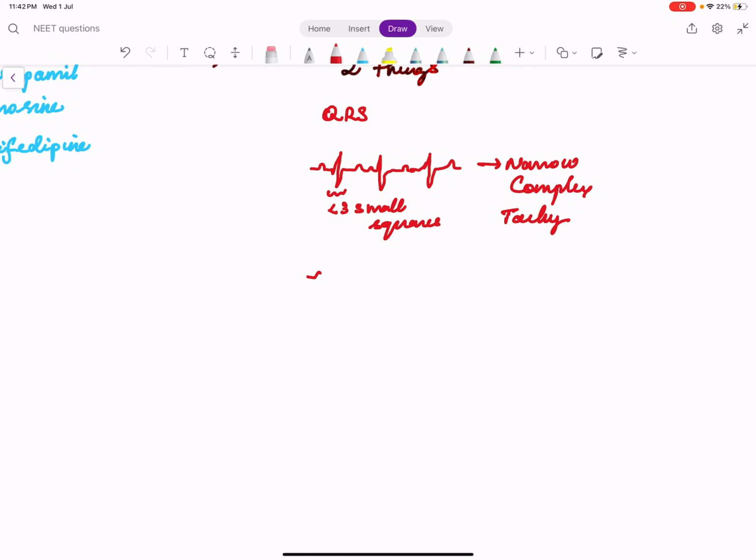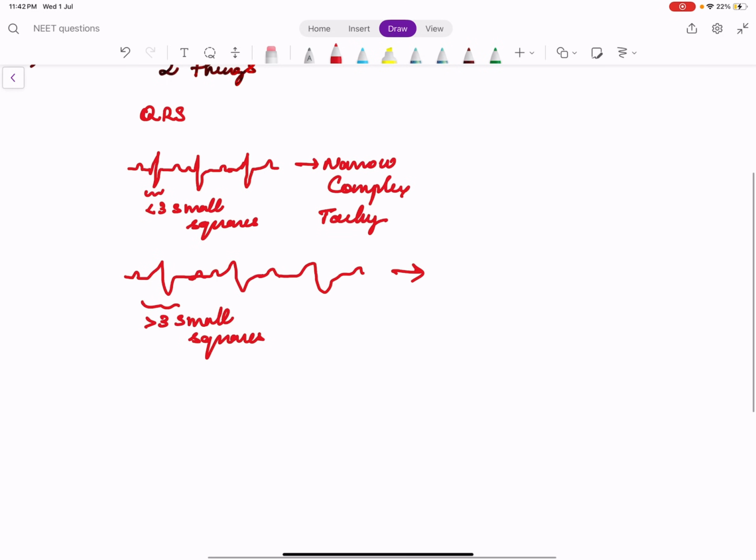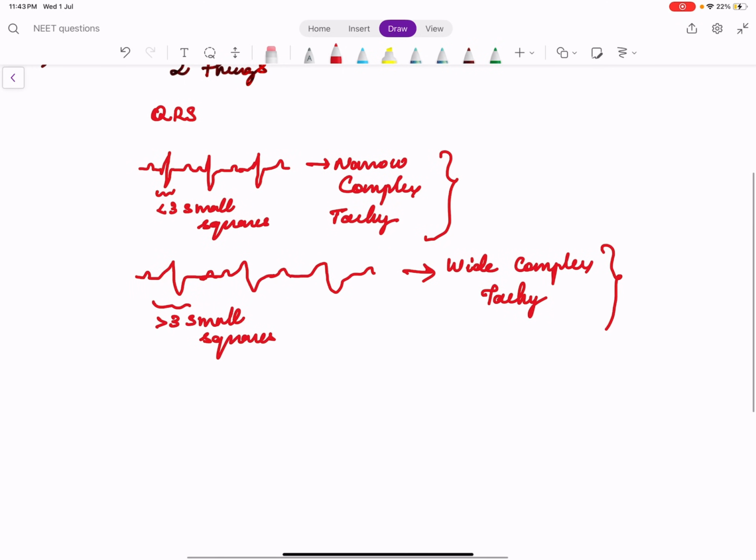Similarly, when an ECG is given with the wide complex, see this one looks obviously wide. To say wide, the QRS duration should be more than 3 small squares. This is obviously more than 3 small squares. So when there is a tachycardia or an arrhythmia with wide QRS complex, we call it wide complex tachycardia. There are some arrhythmias which are narrow complex tachycardias. There are some arrhythmias which are wide complex tachycardias.